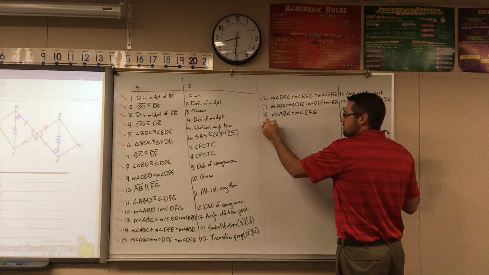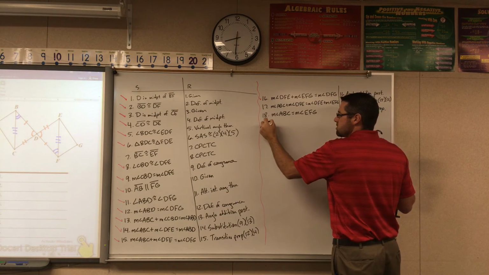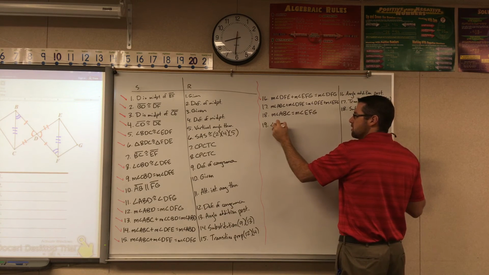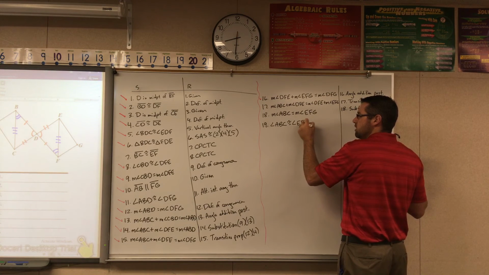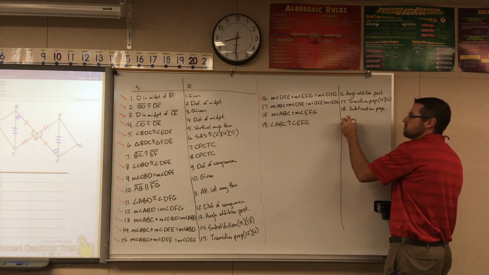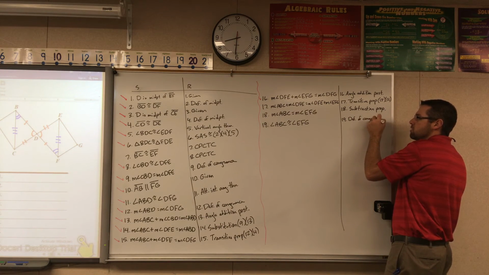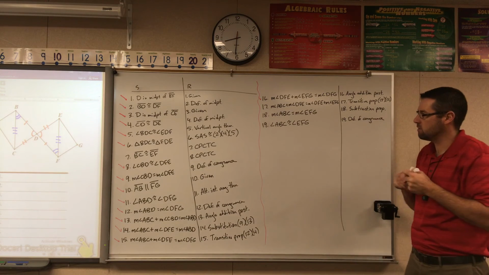Almost done with this thought. This was the longest thought process here. If ABC equals EFG, then angle ABC is congruent to angle EFG because definition of congruence, okay? And then I can do what with that?